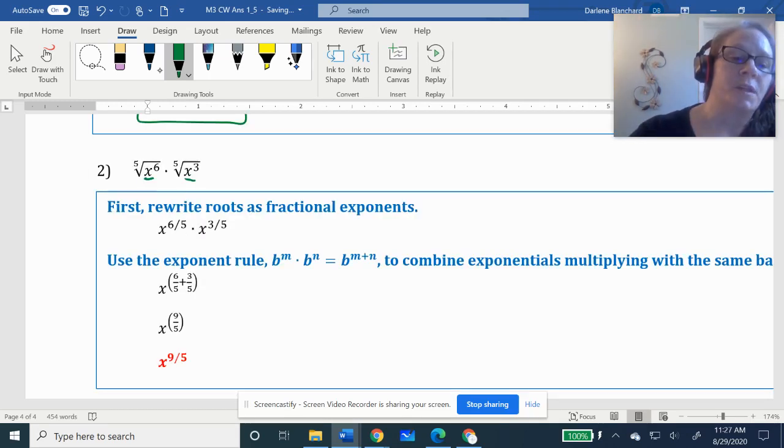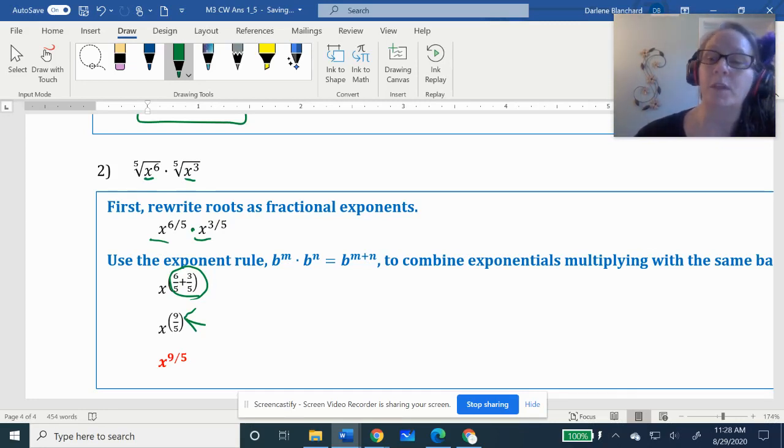The power of 6 and a 5th root means that x is to the power of 6 over 5. X cubed in a 5th root means x to the power of 3 divided by 5. When I am multiplying and I have the same base, I am allowed to add the exponents, add the numerators, keep the denominator, and that is a way to rewrite the expression in fractional exponent form.